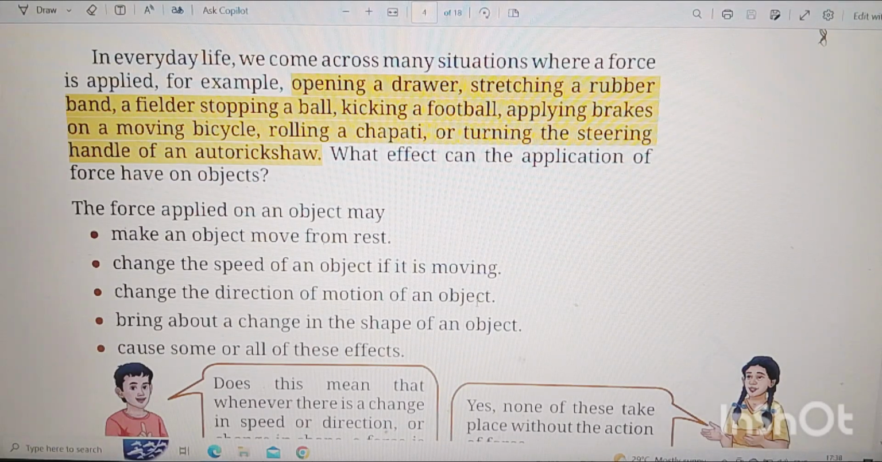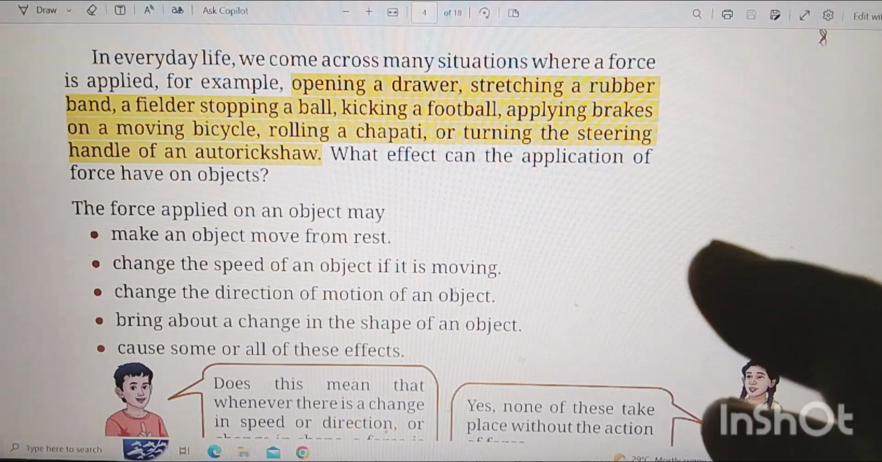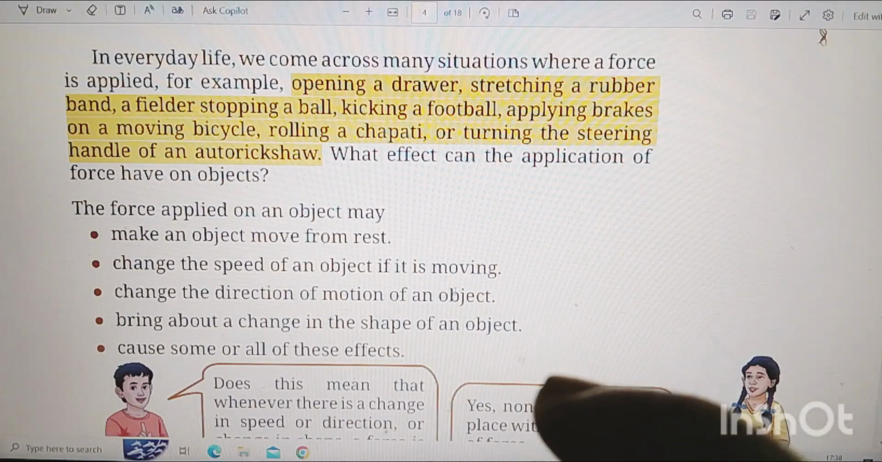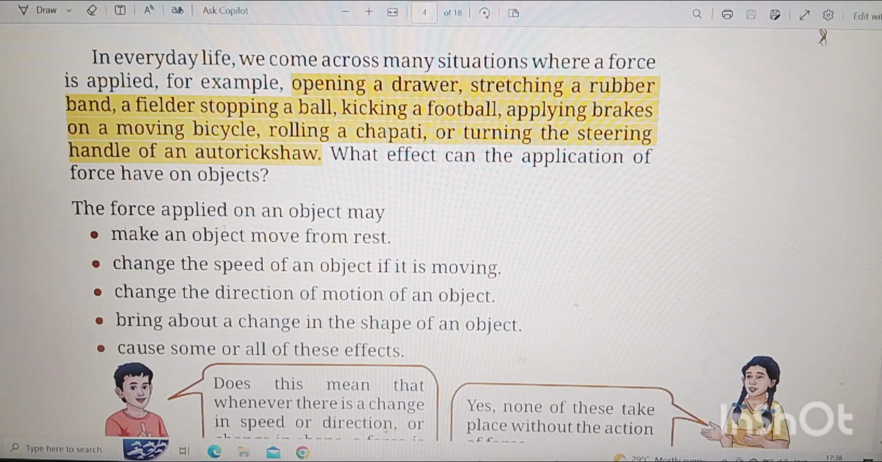If you are applying a force on an object in a different direction, it will change the path of the object, and then it will make that object go in a different direction. And it can bring about a change in shape of an object. We have already seen the above example, that is stretching an elastic rubber band, its shape will change, or else pressing a balloon also causes changes in shape. Okay, then cause some or all of these effects. These are all the things that happen when force is applied on a particular object.